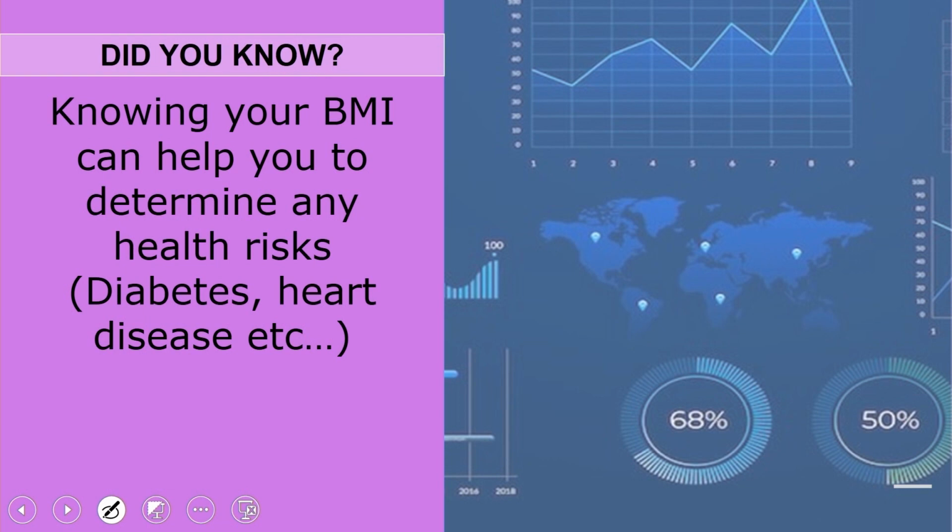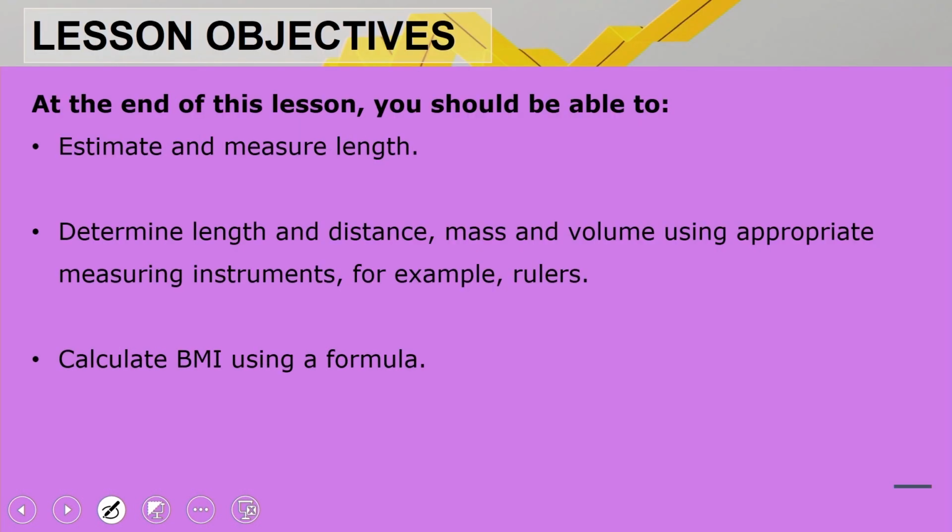So, did you know, knowing your BMI can help you identify and look out for health risks like heart diseases and diabetes? At the end of this lesson, you should be able to estimate and measure length, determine length and distance, mass and volume using appropriate measuring instruments, for example, rulers, calculating BMI with a formula.